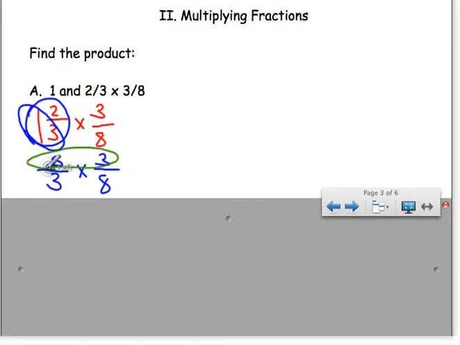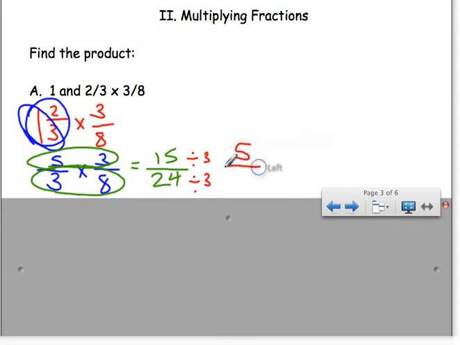Now that I have two fractions, an improper fraction and a proper fraction, I can just multiply straight across. So if I multiply straight across, 5 times 3 is 15. 3 times 8 is 24. I have 15/24. I can simplify this fraction. I think you can divide the top and bottom by 3. 15 divided by 3 is 5. 24 divided by 3 is 8. And you really have 5/8.